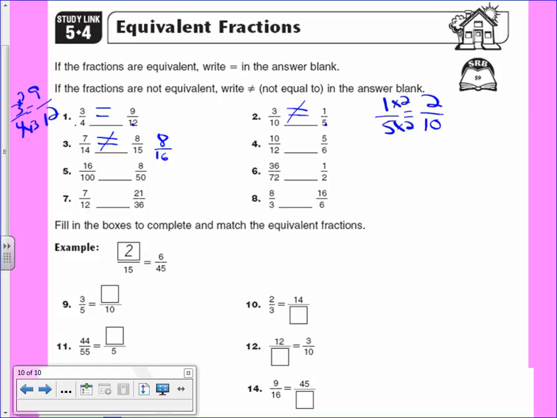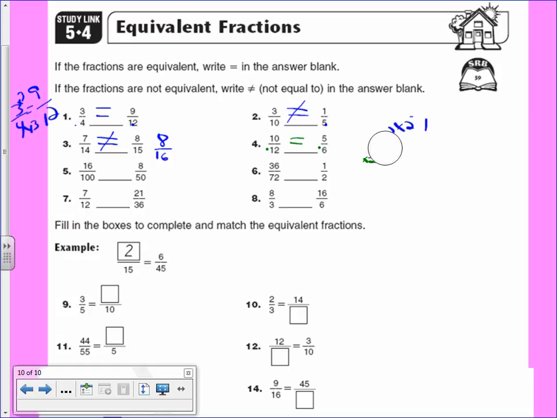Take a look at problem number 4. I'm going to switch markers here. 10/12, is that equivalent to 5/6? Well, we have to take a look at the denominators, 12 and 6. What number can 12 and 6 both go into? They can both go into 12. So we're going to change 5/6 into a fraction with 12 as the denominator. 6 times 2 is 12. 5 times 2 is 10. So 10/12 and 5/6 are equal to each other.